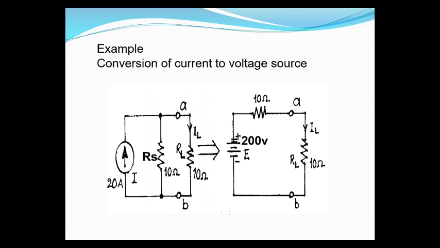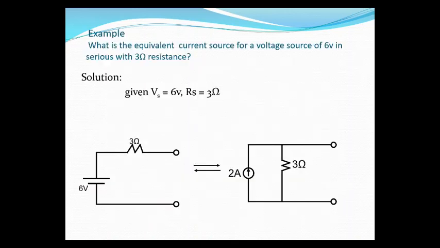So how is it possible? The 20 amps current source has 10 ohms internal impedance. That can be replaced by a voltage source, that is V is equal to I into R. That is 20 amps into 10 ohms, that is 200 volts, in series with 10 ohms, and the terminal impedance is 10 ohms. So now I am going to take another example. Did all of you understand this?